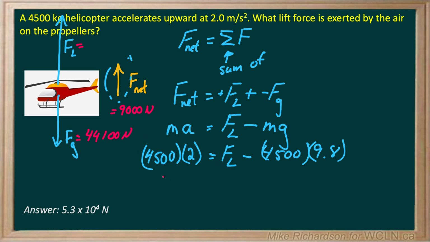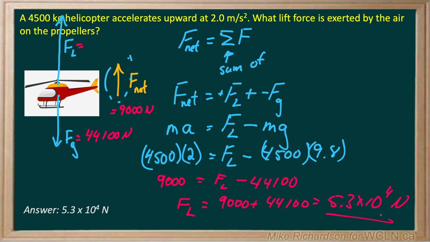So when we solve our equation, we get 9,000 newtons on the left equals F lift minus 44,100. Add 44,100 to both sides, and I get 9,000 plus 44,100, which gives me 5.3 times 10 to the 4 newtons, which is my lift force.